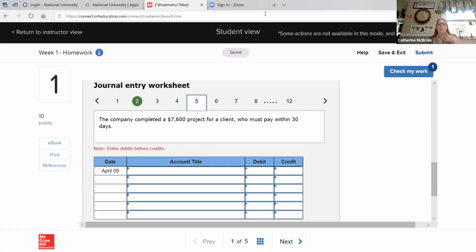Number 5. Okay, so the company completed a $7,600 project for a client who must pay within 30 days. So we completed a project that's worth $7,600. Have we received any cash yet? No, we're going to invoice them. Have we earned any revenue?